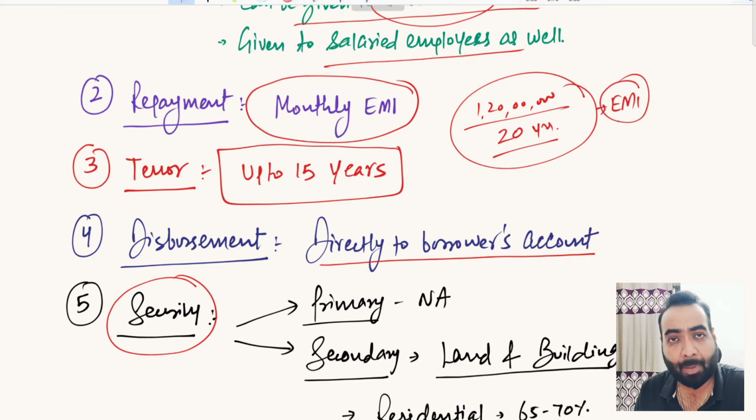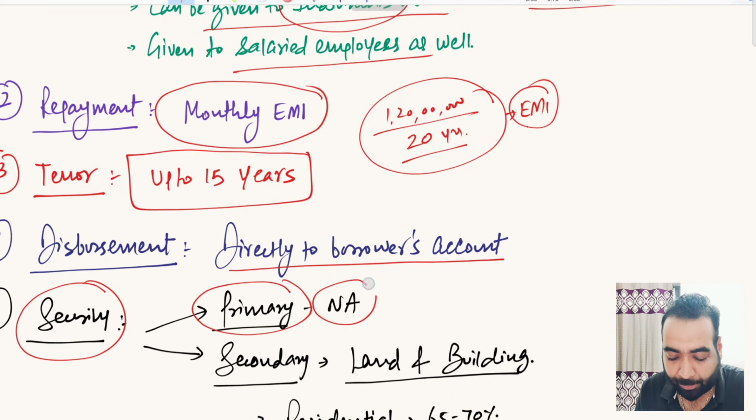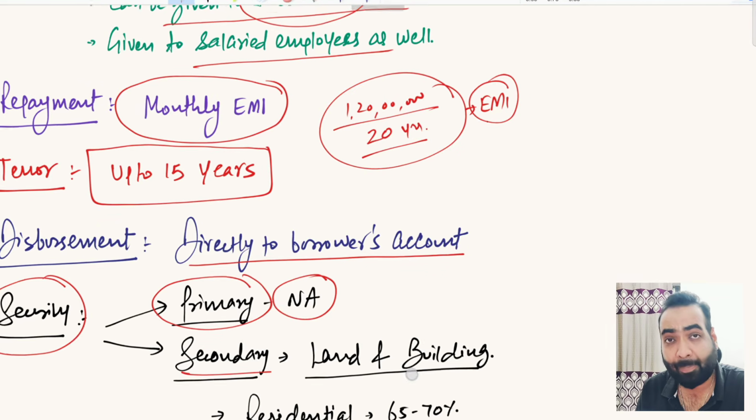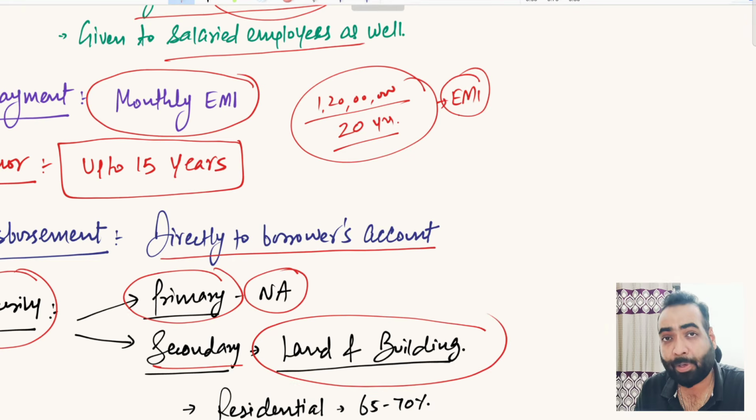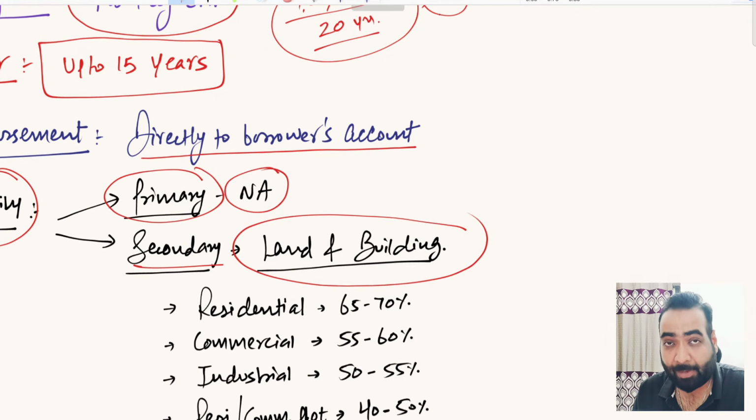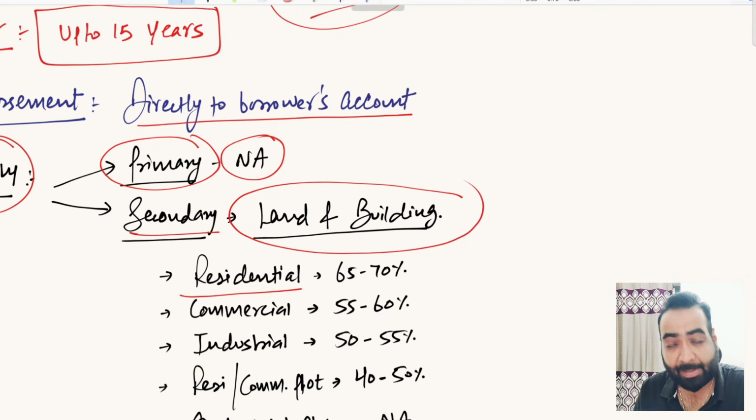So, security. This product is a general purpose product. So there is no primary security involved, but the secondary security, land and building, the collateral security that I have already discussed, is very important in this product. I was talking about, if you are getting 100 rupees worth of property, how much loan would you give as LAP, right? If you are getting a residential property, you generally give 65 to 70% of your property value as LAP loan. So on a 100 rupees property, you will give a loan of 65 rupees, right?